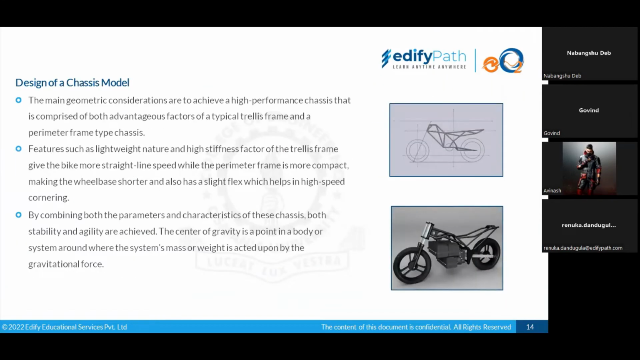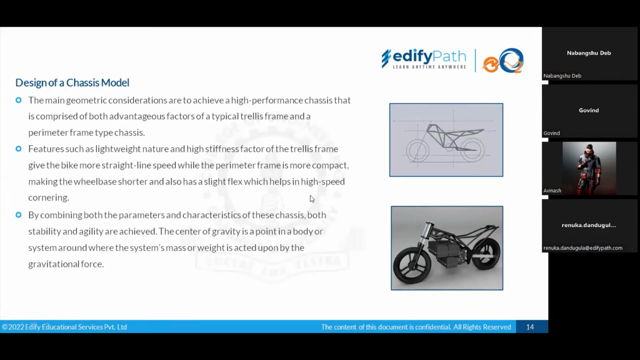The center of the rear wheel and the center of the front wheel, the distance between these two is called the wheelbase. If the chassis is short, the wheelbase would be short. In the case of a perimeter frame, the wheelbase is shorter. So how does that help? Making the wheelbase shorter, along with a slight flex, helps in high speed cornering.